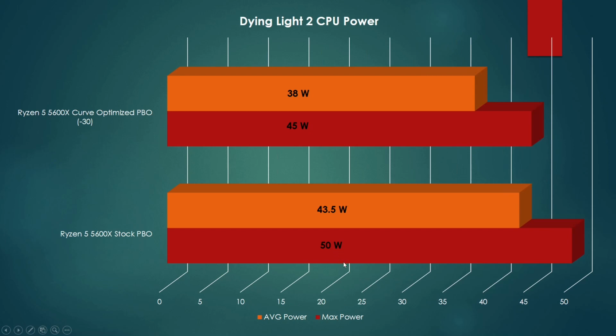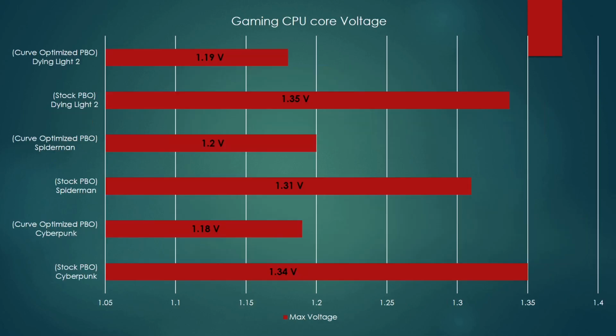For Dying Light, a title which is not CPU intensive, you're also able to see a 5 watts drop in the max, and in average also you're able to see a 5 watts drop. So however intense the game or the application might be, there will always be a wattage drop which will increase your efficiency with lower power consumption and very low temperatures. So that's good.